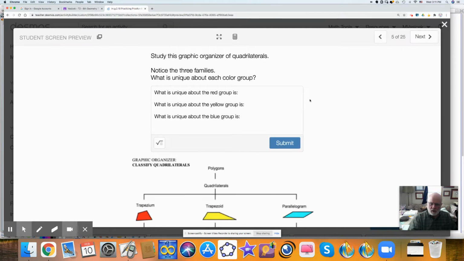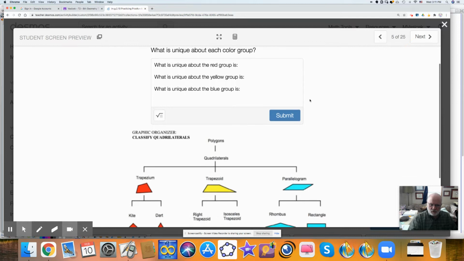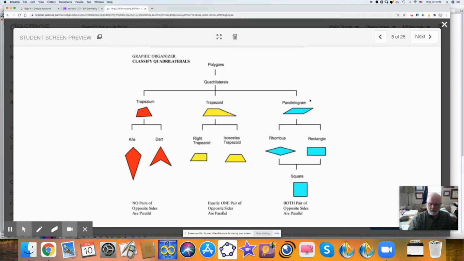And I've given you this group here of this graphic organizer, which I created, which explains all the possible quadrilaterals. Notice there's a red group. No pair of opposite sides are parallel. The yellow group, exactly one pair of opposite sides are parallel. Those are trapezoids. And both pair of opposite sides are parallel by definition. That's what the definition of a parallelogram is. The rhombus, rectangle, and square are also parallelograms, but they have special properties.